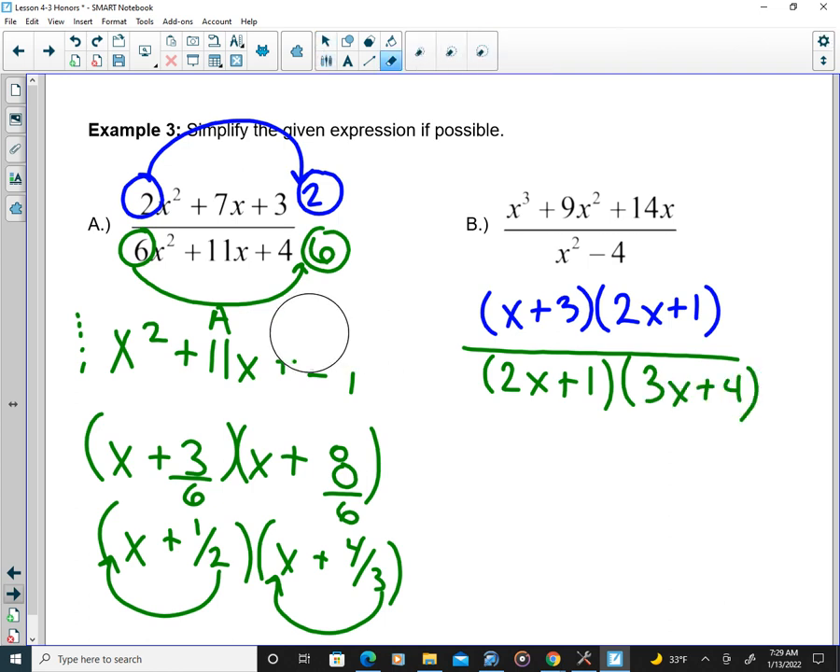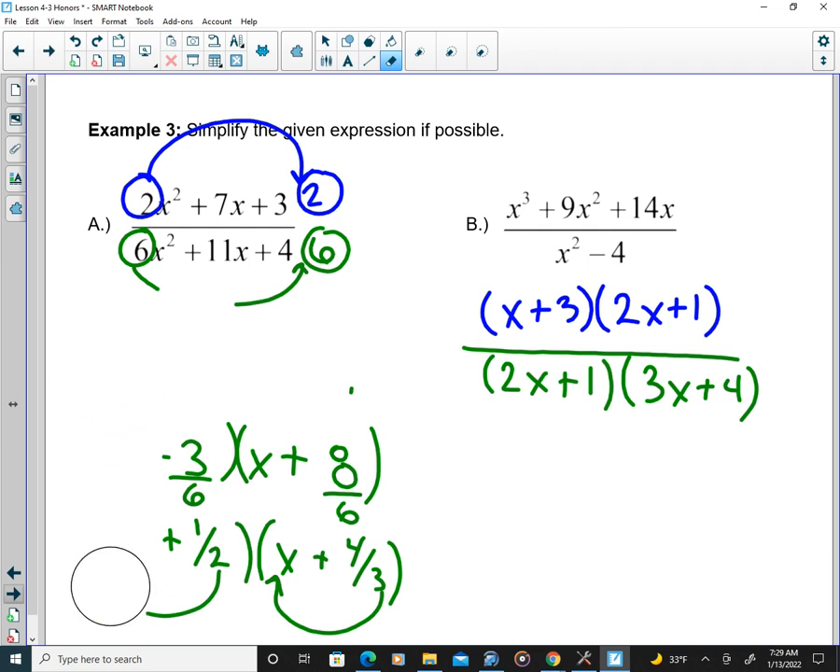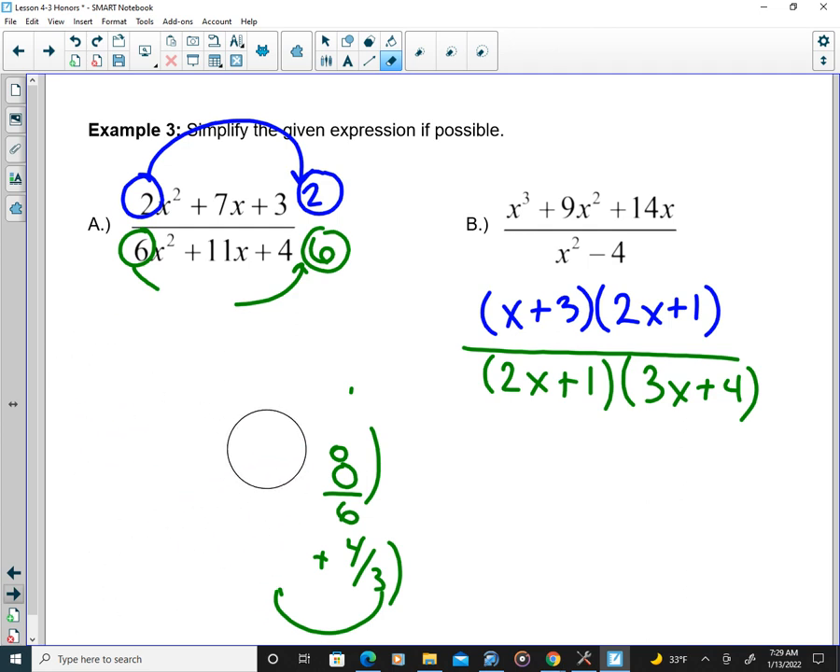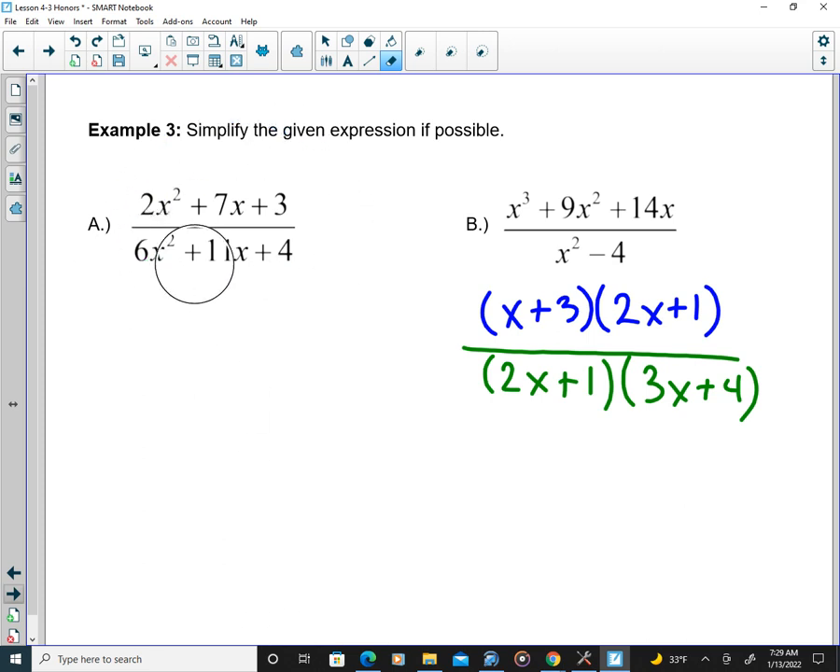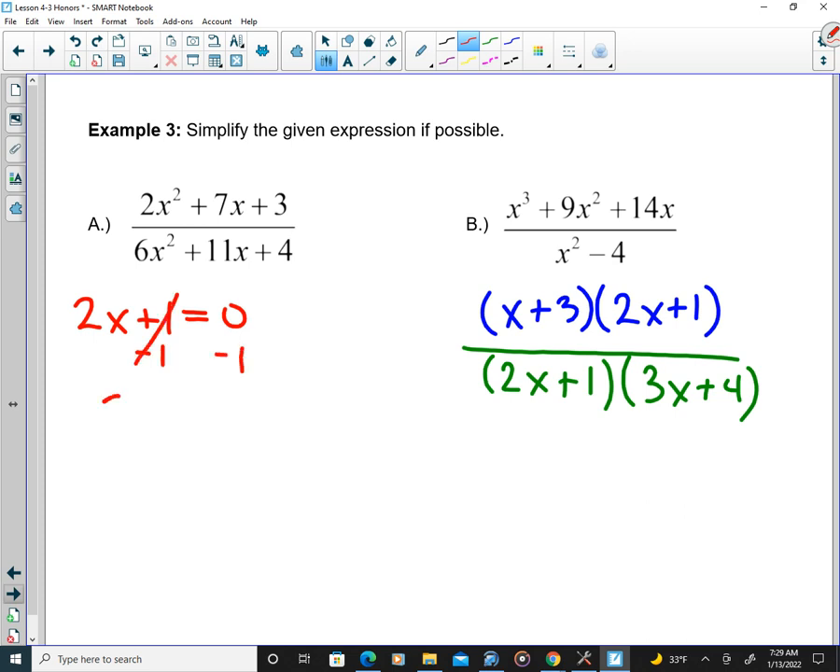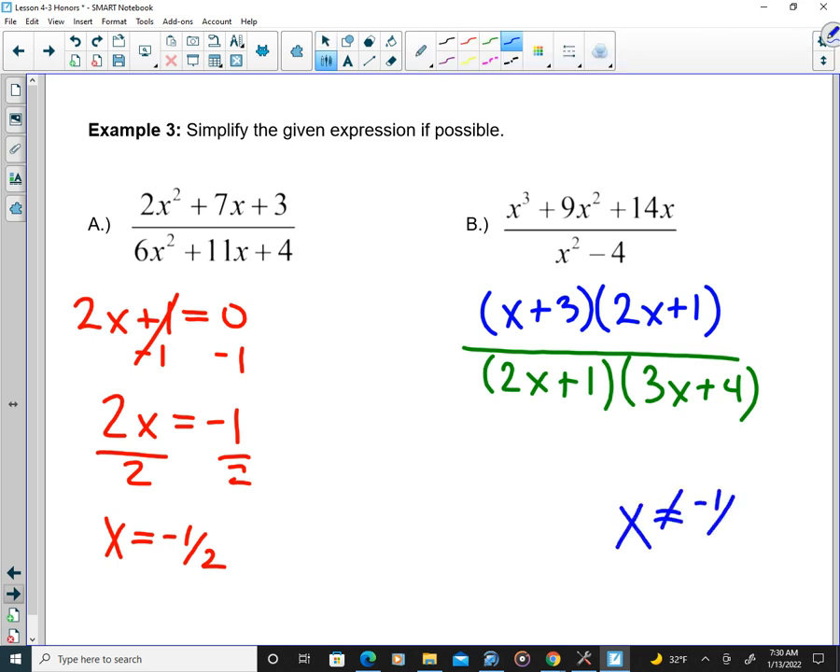So now that we have both our numerator and denominator factored, let's find our restrictions. We find the restrictions by setting the factors in the denominator that have x equal to 0. So we get two factors that contain x in my denominator. 2x plus 1 equals 0, so minus 1, minus 1. We get 2x equals negative 1, divide by 2, divide by 2, x equals negative 1/2. So one of our restrictions would be x cannot equal negative 1/2.